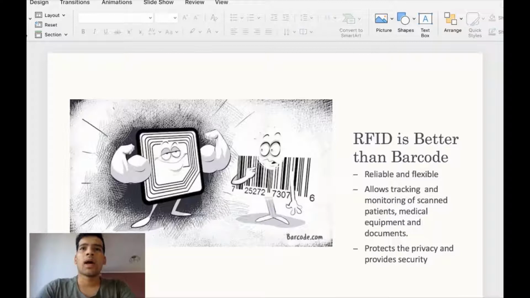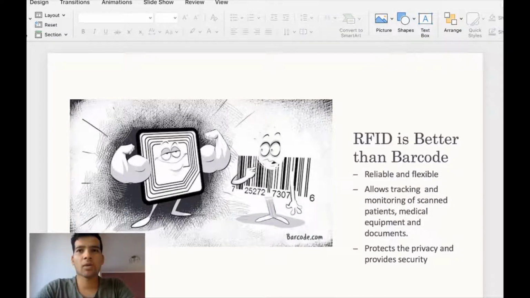So, RFID is better than barcode. A barcode represents a unique identification of an object and can be scanned easily by a special type of scanner, but when it comes to scanning several hundreds of objects, it consumes a lot of time and may function ineffectively. However, one RFID reader can scan hundreds and thousands of RFID tags in a short period of time, maybe within a couple of seconds. It allows tracking the scanned patients, medical equipment, and documents as well.